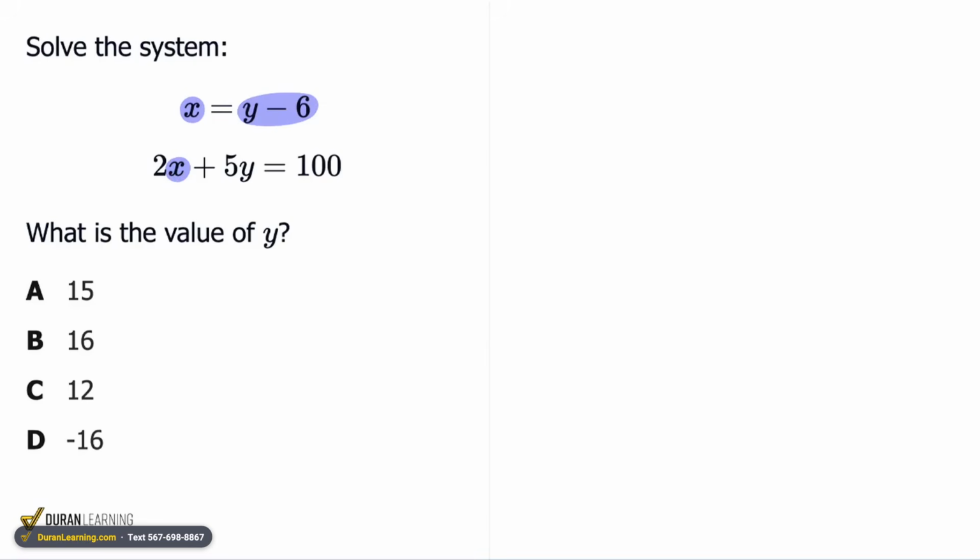And so that's what we get to do here, everybody. That's how smooth it can be. We have the 2x plus 5y equals 100.